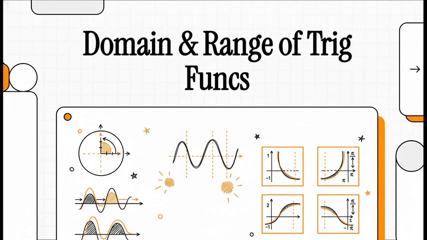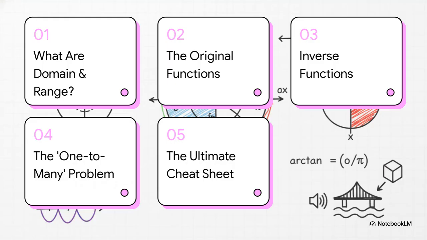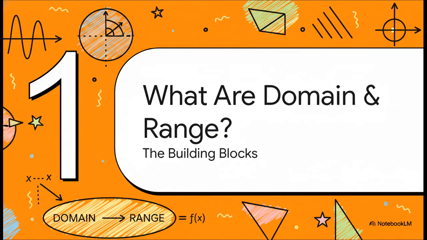Let's get to it. So here's the game plan. We're going to start with the basics. What are domain and range anyway? Then we'll look at the big 3, sine, cosine, and tangent. After that, we'll flip the script and check out their inverses, which is where we hit a really interesting problem that needs solving. And we'll wrap it all up with the ultimate cheat sheet to put everything in one place for you.